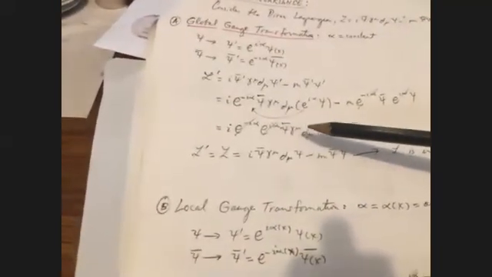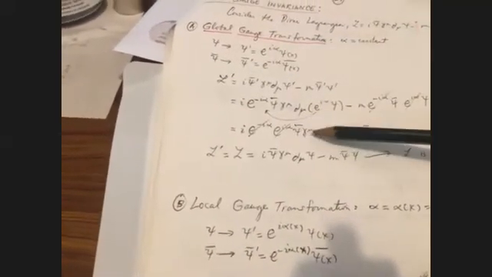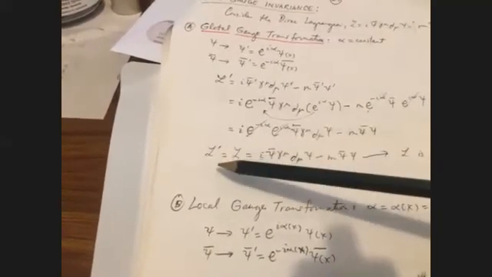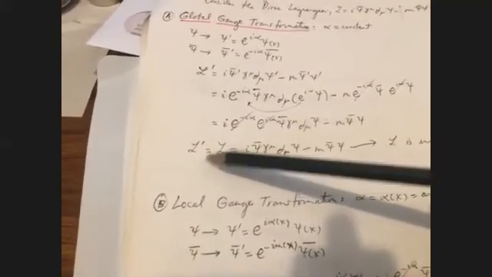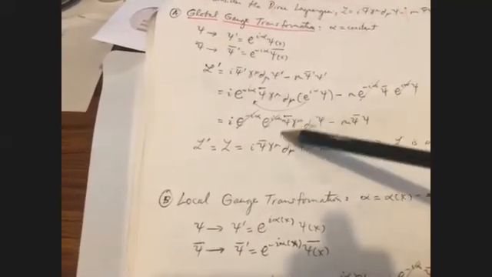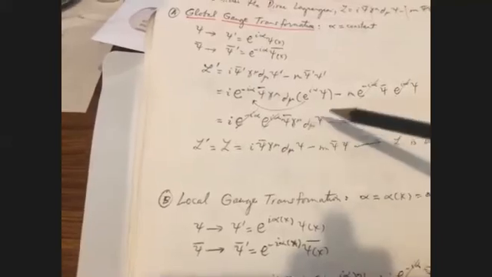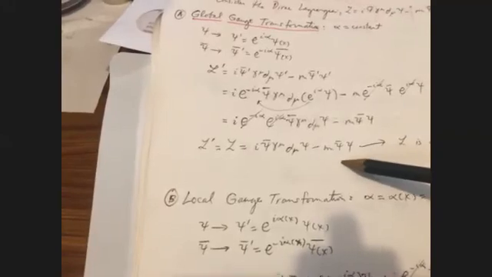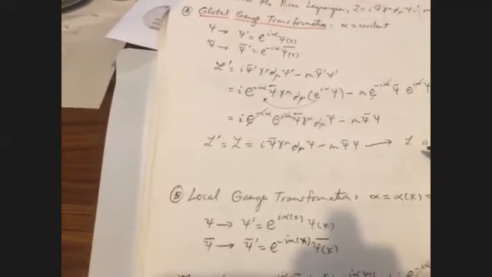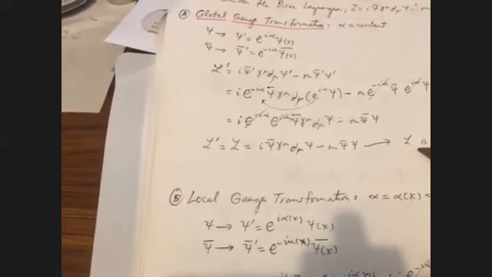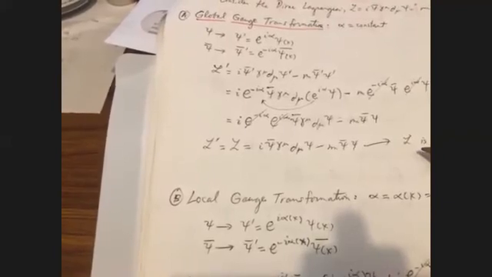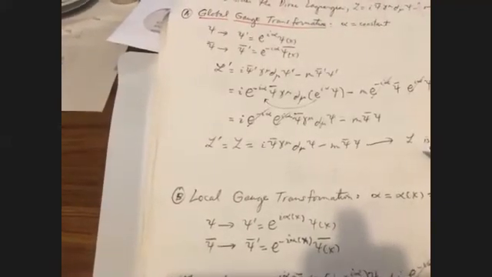And so the two exponentials, e to the minus i alpha and e to the plus i alpha, would also cancel out. So under the transformation, your transformed Lagrangian L prime becomes i psi bar gamma mu partial mu psi, and then minus m psi bar psi. It's exactly the same form as the original untransformed Lagrangian density. So we say that the Lagrangian is invariant under the global gauge transformation.